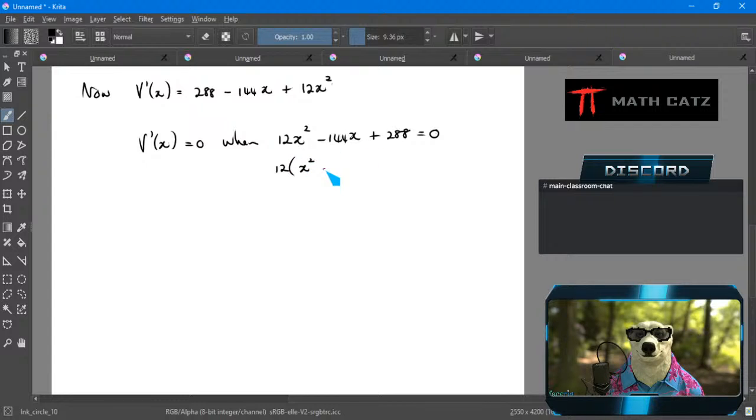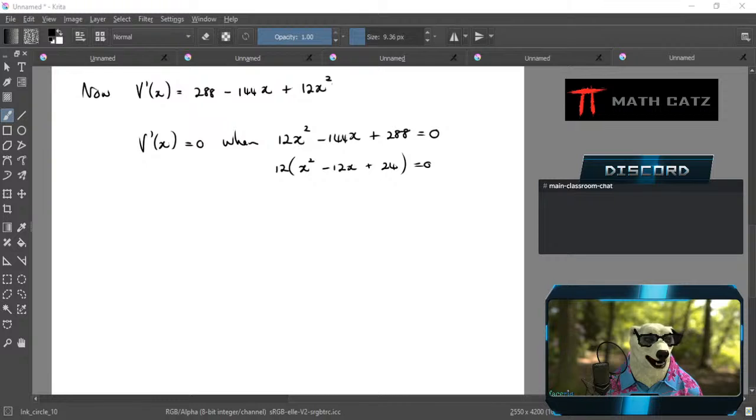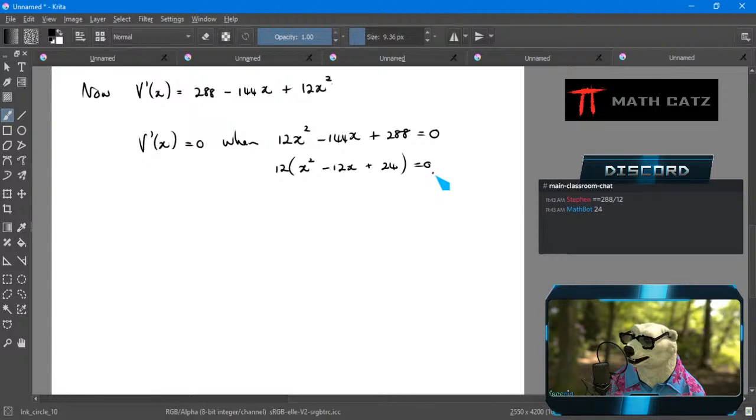And I can certainly take out a 12 everywhere. And then I have a 24. Maybe I want to just double check that 24. 288 divided by 12. Or maybe I'm confident. Regardless, of course, be sure you're factoring. And now I look at this. Can I quickly factor this? Maybe I can, maybe I can't. Or maybe in the moment I'm just not seeing it.